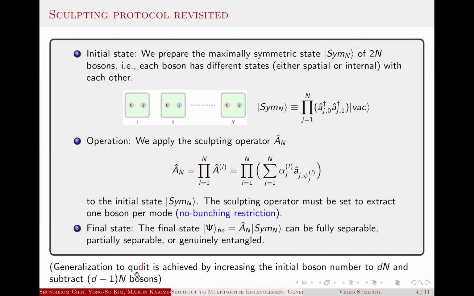We can also consider the qudit generalization of the above protocol. It is directly achieved by increasing the initial boson number to d times n and subtracting (d-1) times n bosons.